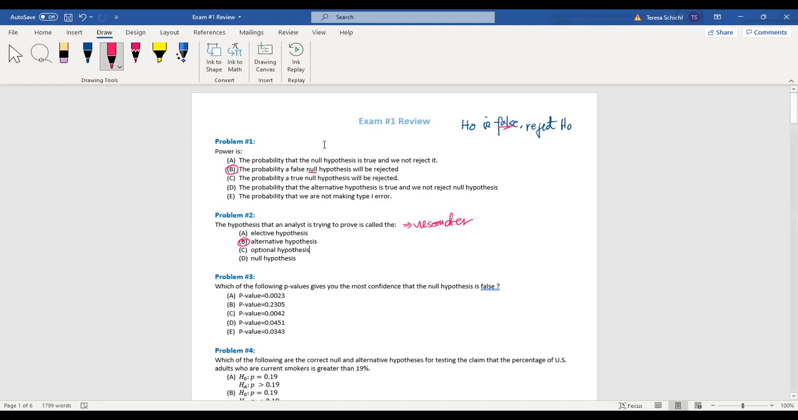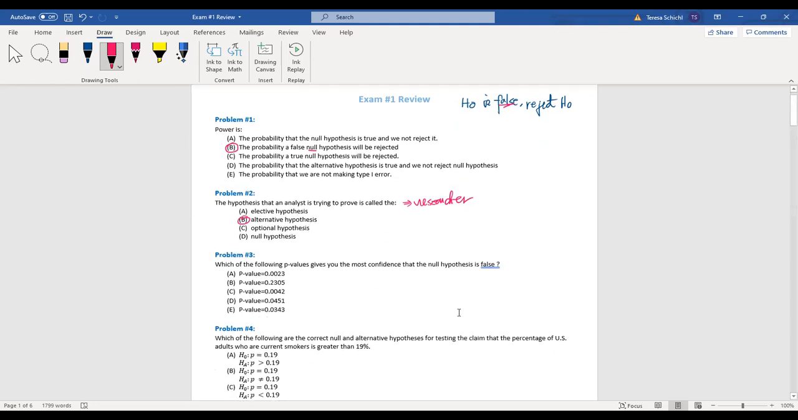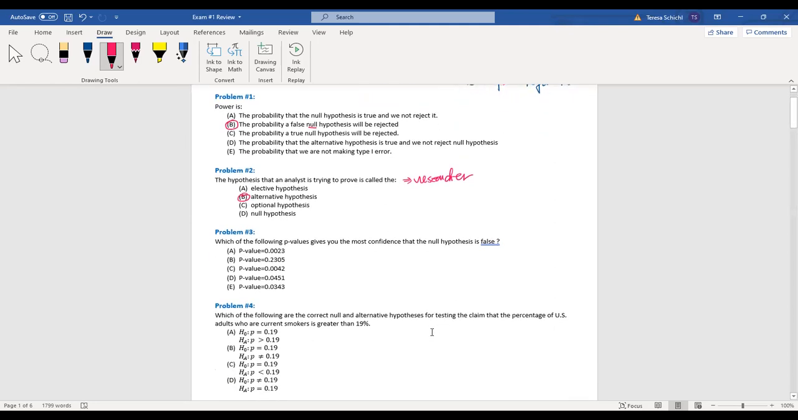Okay, so now number 3 is here. Which of the following p-values gives you the most confidence that the null hypothesis is false? We say the smaller the p-value, the stronger the evidence. That means we have more confidence that the null hypothesis is false, right? So the smallest value here will be A, 0.0023, which is smaller than all the others.